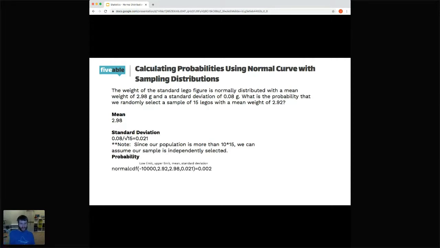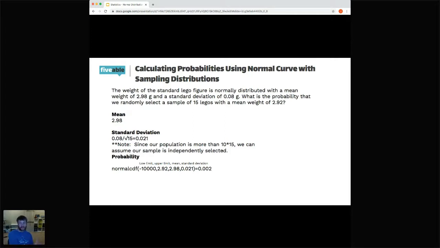All right. Normal CDF again. Notice that from the last problem, only one thing changed. What's the only thing that changed with our sampling distribution probability as opposed to just our one Lego figurine? Well, the answer changed, but what else changes on there? Feel free to throw that in the chat. What is the one thing that changed from my answer?